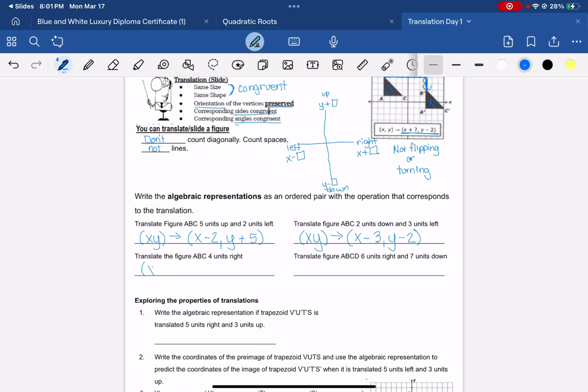Okay, look at the next one. Again, we always start with the x and y. Parenthesis, arrow, parenthesis. Now it's going right. Well, guys, go to your little picture. Right's right here, so we're adding to the x. So x plus 4. And did it say anything about up, down? No. So we're just going to put y without adding or subtracting anything, because that y stays the same as what it was. Okay, next one. Again, start with the x, y.